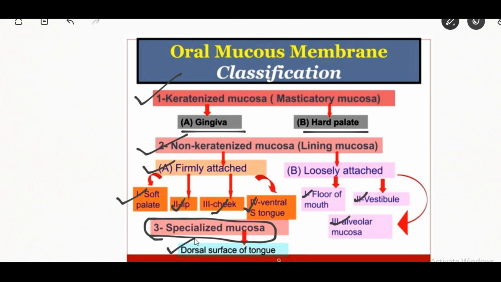Third is the specialized or the sensory mucosa. It is the specialized mucosa that covers the dorsum of the tongue and bears the taste buds. So it constitutes 15% of the oral mucosa.